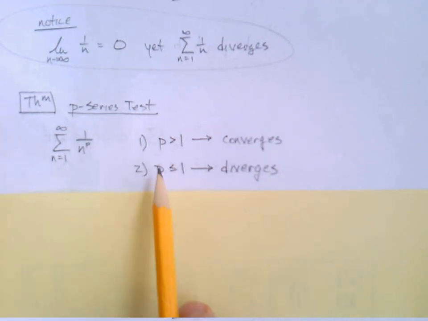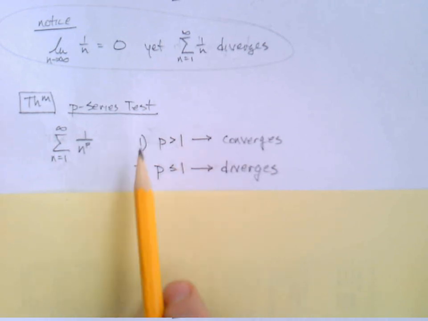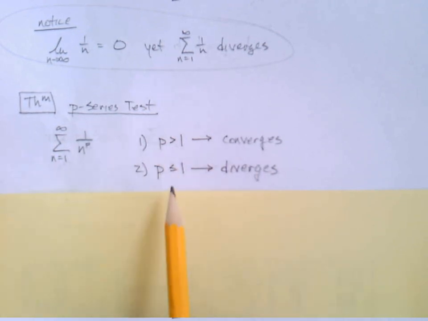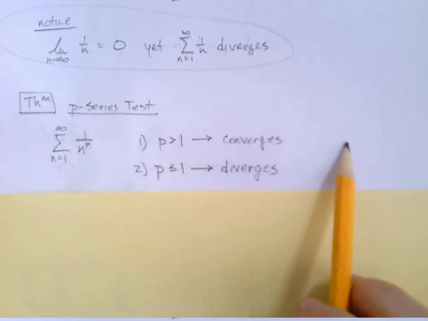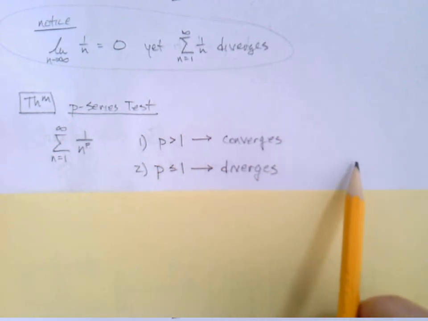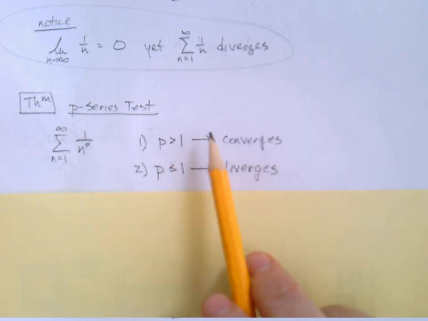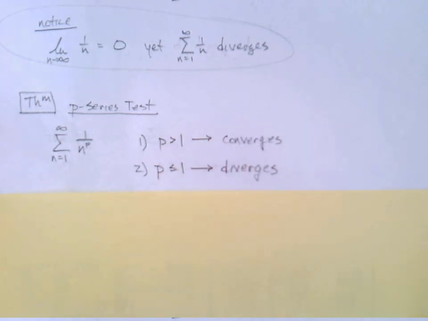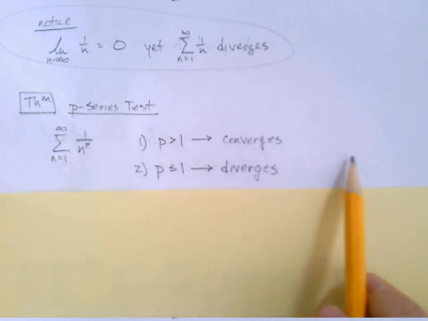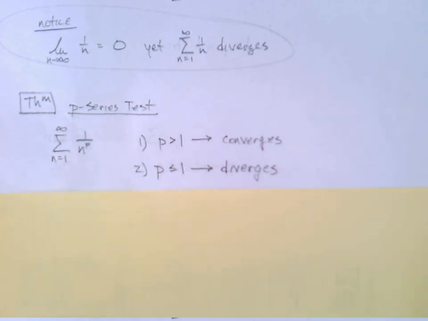So in a sense, it's almost like opposite. It's very similar to the geometric series, but yet opposite, right? For geometric, if r is greater than or equal to 1, it diverges. If r is less than 1, it converges. Here it's the opposite. p bigger than 1 converges, p less than or equal to 1 diverges. Anyway, you get the idea.